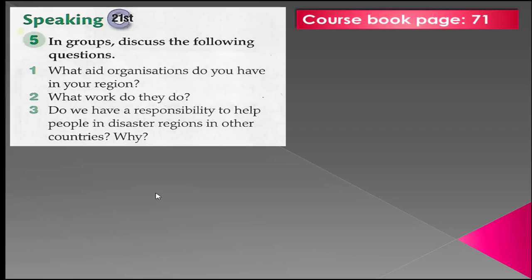Let's move to the next task. Here, the speaking task. We are going to change the speaking task into a writing task. Okay, so please prepare your sticky notes here. In groups, discuss the following questions. So you are going to read the questions and give me your ideas.